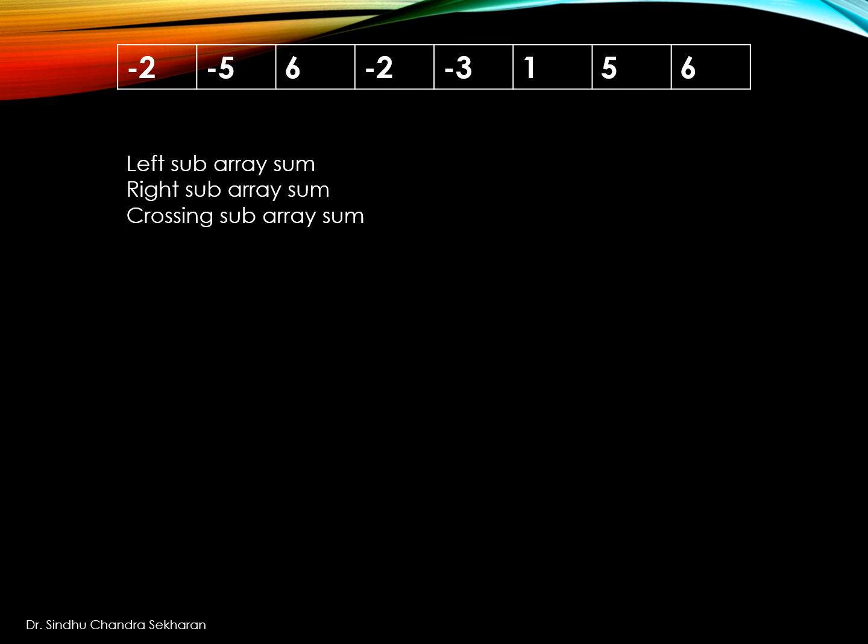Now, we need to know three terms when we are going to solve the maximum subarray sum problem using divide and conquer strategy. So the first one is left subarray sum, then right subarray sum, and crossing subarray sum. So now what I'm going to do is I'm given an array of numbers. I'm going to divide it into halves. Now I have 8 elements. I'm going to find the mid element and then I'm going to divide it into two halves.